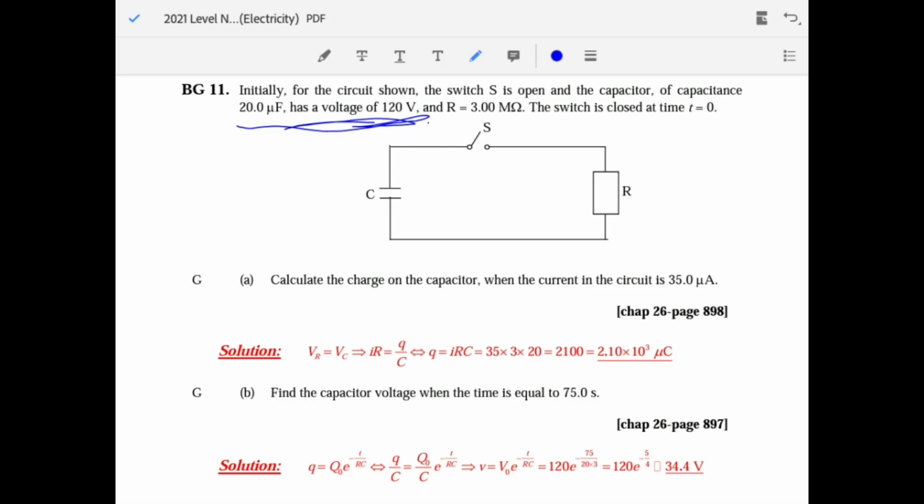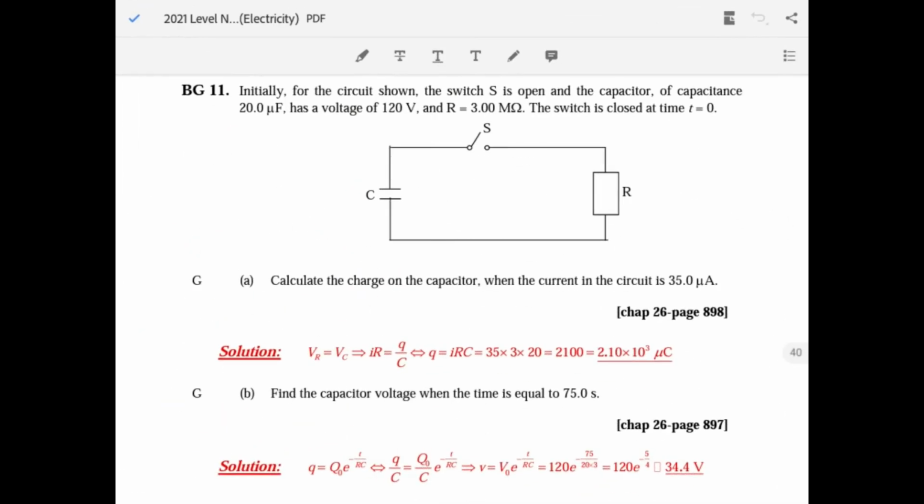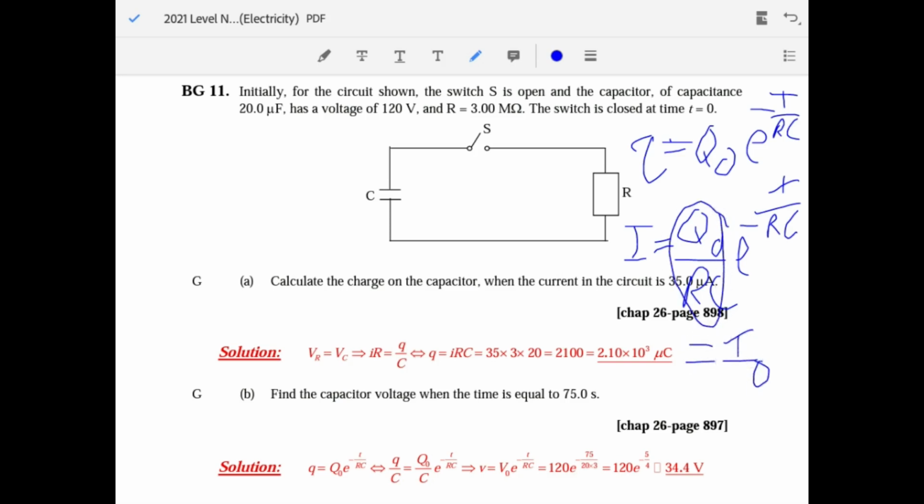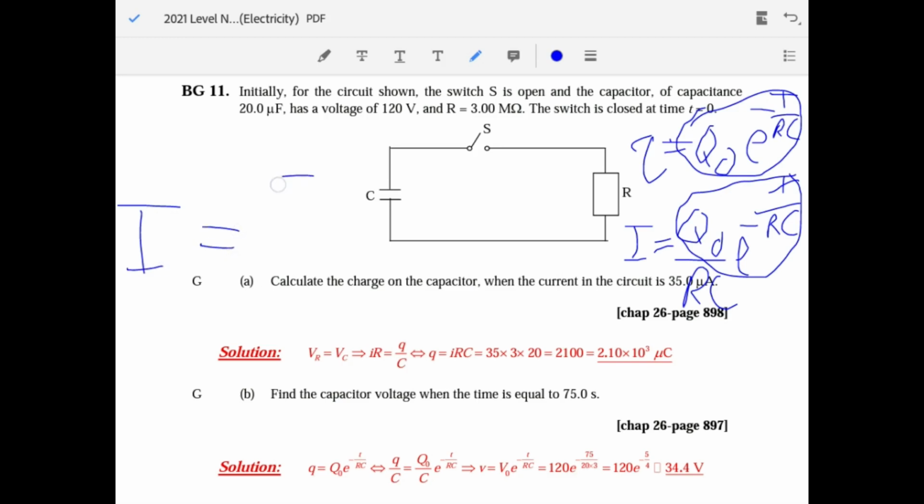Use the formula from a few questions ago. Calculate the charge on the capacitor. So Q is equal to Q0 e to the power minus t over RC, and the current I is equal to I0, and what's I0? It's Q0 over RC, times e to the power minus t over RC. This is the equation which is also equal to I. Now, if you notice, this initial part is almost exactly identical to this part here, so you can simplify the equation to I is equal to Q over RC.